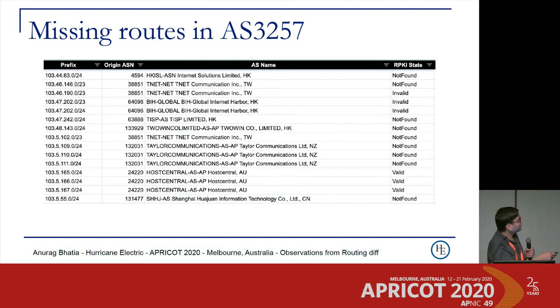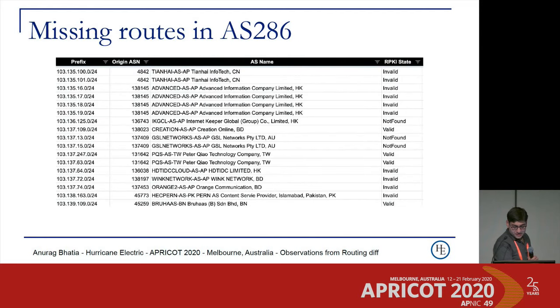Then with 3257, the picture seems tilted to me for some reason. Then AS286. With AS286, it's important to point out that just around the time when I was looking, they were working on dropping RPKI invalids. So I had a feeling that some of their routers were dropping invalids at that time, while not all. And I think later they did announce that they are dropping now. So possibly that can be the reason, because based on the entire list, a large part were invalids, while there are still some valid ones missing in the list, as you can see over here.